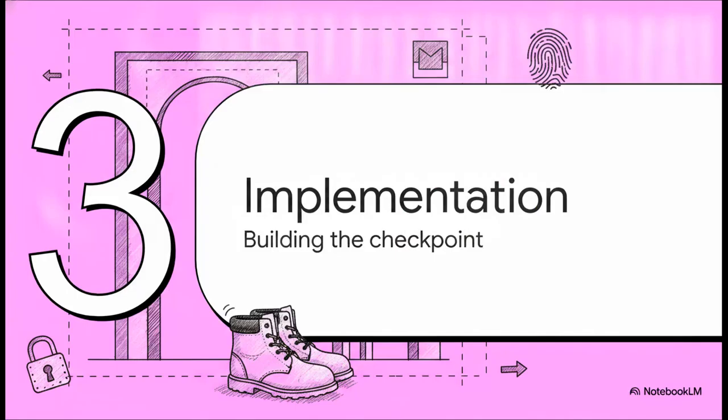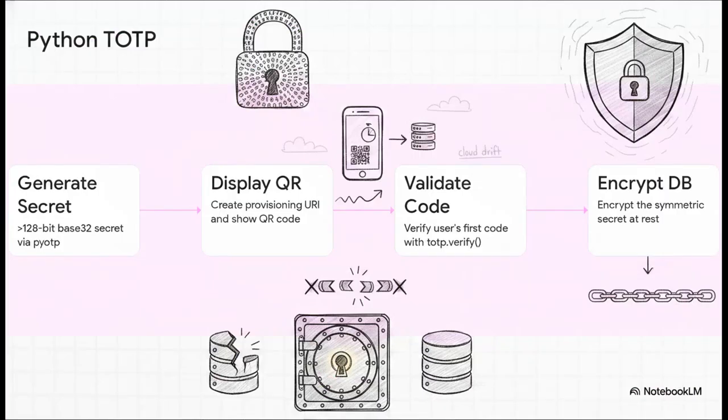Okay, section 3, implementation and architecture. Let's actually build this checkpoint. Let's look at a concrete example using Python. Implementing TOTP is wonderfully straightforward if you use the PyOTP library. First, you generate a strong random base 32 secret, and it is absolutely critical that this secret is at least 128 bits. Then you create a provisioning URI and display it as a QR code for your user.